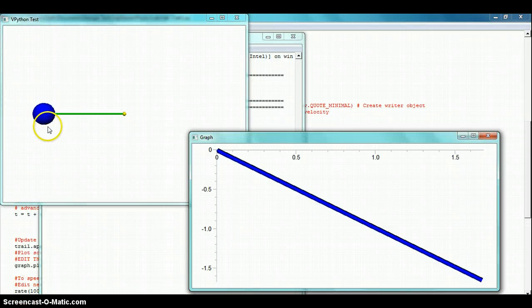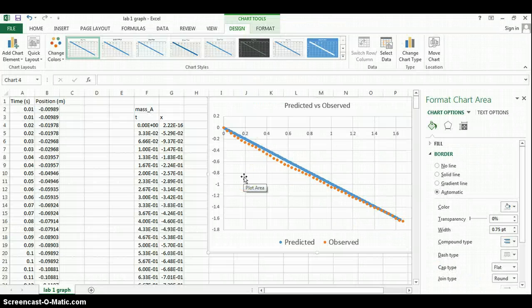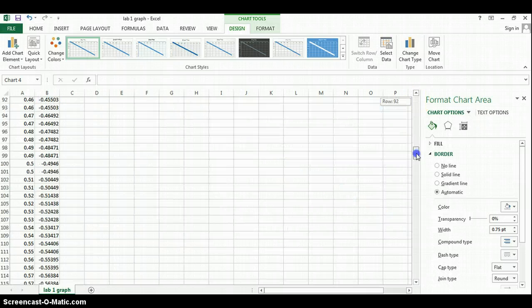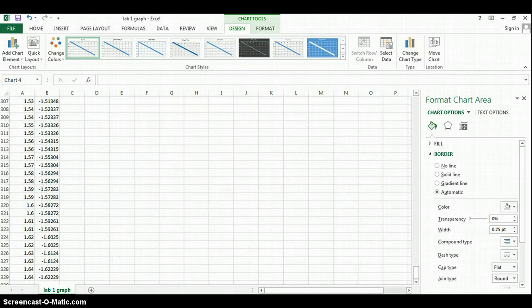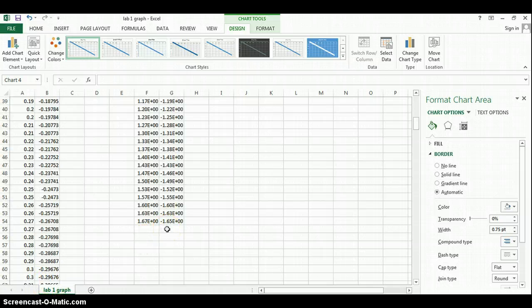The blue ball representing the skateboard goes to the left, or the negative x direction, and we can see that this line goes down to about negative 1.6. Running the simulation gives you all the points that came from the chart, going all the way down to a final position of negative 1.62229. This is compared to our observed final position of negative 1.65.